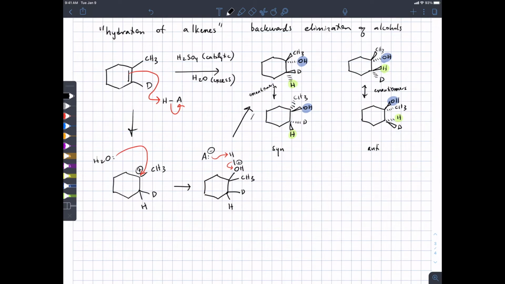Now, I will point out that this reaction is an equilibrium. If we go from alcohol to alkene, that's elimination or dehydration of alcohols. If we go from alkene to alcohol, that's hydration of alkenes. The reason that this will go to completion is if we add an excess of water. But this is just exactly backwards from what we just barely did in chapter 9. Okay.